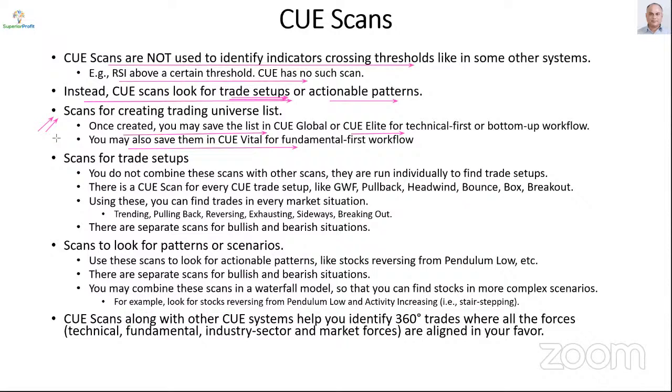It is not useful to run the scans on the entire US stock market or any other country's stock market where you are trading, because most of the stocks will be not tradable according to your own liking. You may look for only liquid stocks. Some traders may look for only growth stocks. So you may create those lists and save them first. How you may create them? You may use the Qscans that are for creating trading universe. Then the second category of Qscans are for scanning for trade setups.